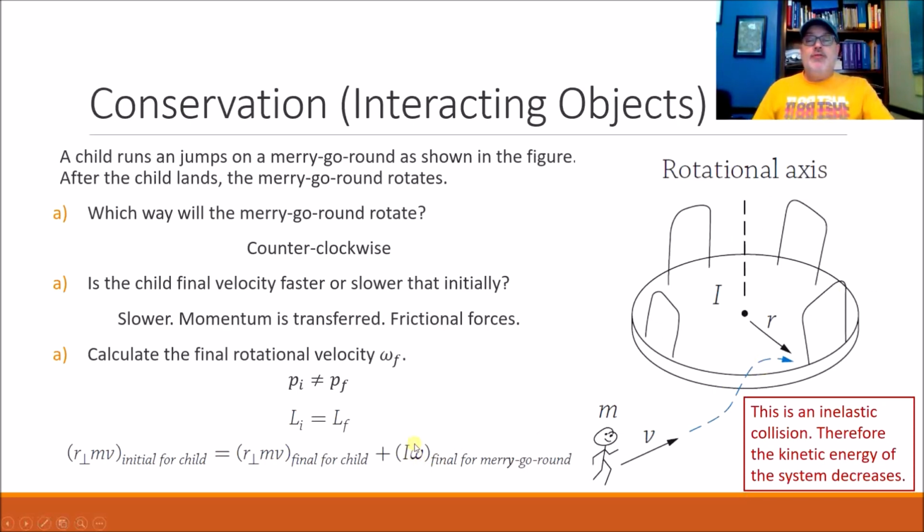Now remember that this omega at the end and this velocity, these two must be related, because omega equals v divided by r from kinematics, or v equals omega r. Another thing I want to note about this problem is that it's an inelastic collision. So kinetic energy will not be conserved. We will lose kinetic energy in this type of collision because they hit and stick together.